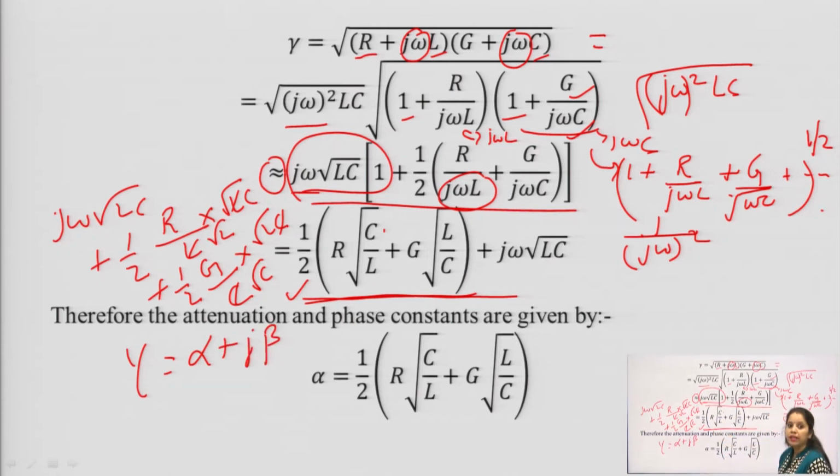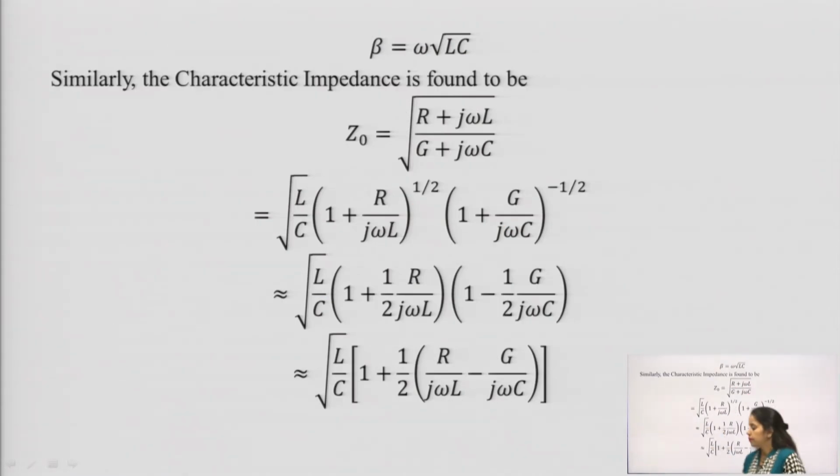So, alpha is the real term and beta is our imaginary term. Alpha will be equal to half of bracket r under root C upon L plus g under root L upon C bracket close. This is our attenuation constant, and similarly beta, our phase constant, is basically the imaginary term. So, this will be equal to omega under root L C.